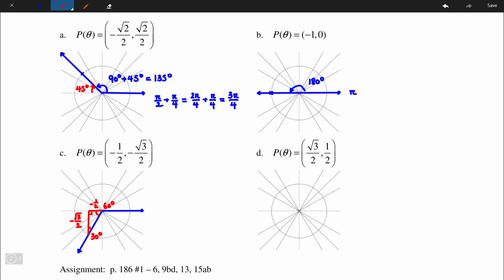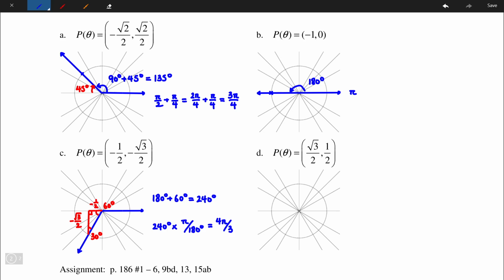So the angle that we're looking at has a reference angle of 60 degrees, and it's in quadrant number 3. So that means we have 180 degrees plus the 60 degree reference angle, which gives us 240 degrees. And we can change this into radians by multiplying by pi over 180 degrees, which will give us 4 pi over 3. Okay.